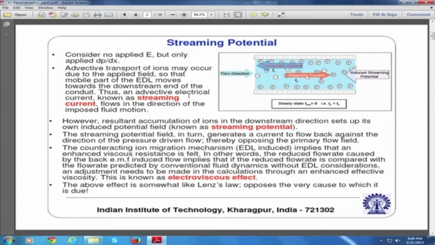In other words, the reduced flow rate is caused by the back EMF induced flow. If the reduced flow rate is compared with the flow rate predicted by conventional fluid dynamics, which does not take into account the induced back electric field, then an adjustment needs to be made in the calculations through an enhanced effective viscosity, so that a reduced flow rate can be predicted. This enhanced effective viscosity is due to an effect called the electroviscous effect.